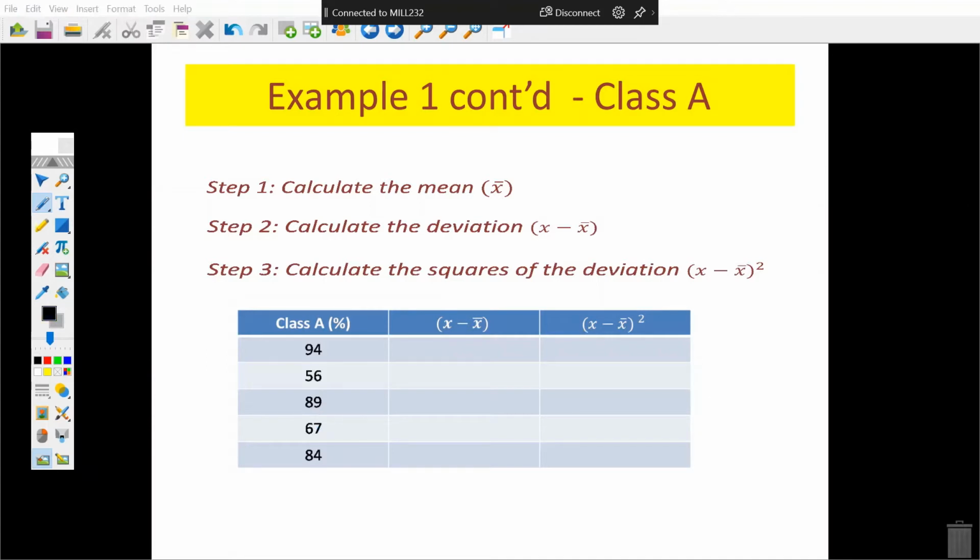So step one in this equation is to find the mean. Remember, the mean is the average. So we're going to go 94 plus 56 plus 89 plus 67 plus 84 is 390. 390 divided by 5, there are 5 marks there. The mean is 78. So the mean is 78.